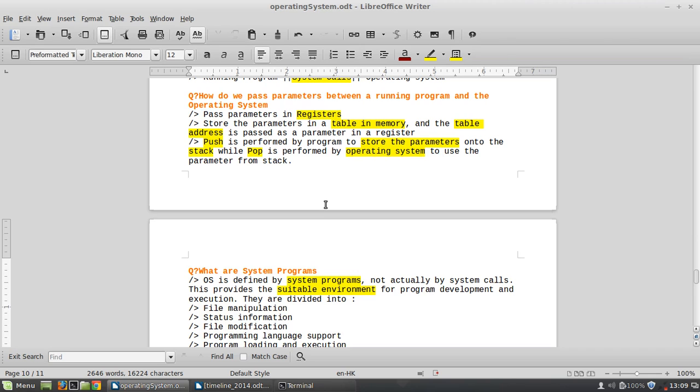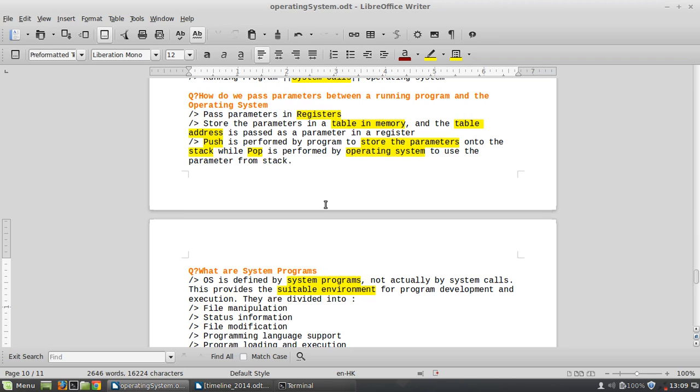Passing the parameters is done in registers, and how it is done is that you store the parameters in the table memory first, and the table address is passed as a parameter in a register. Firstly, you just store the parameters in the table memory, and then you give the table address on which the parameters are stored in a register. So this is just done like this.